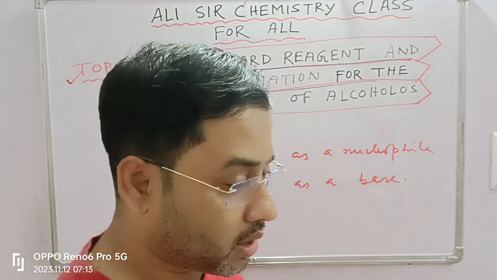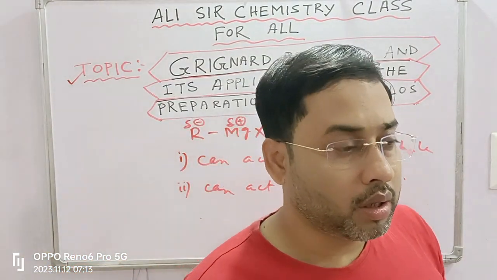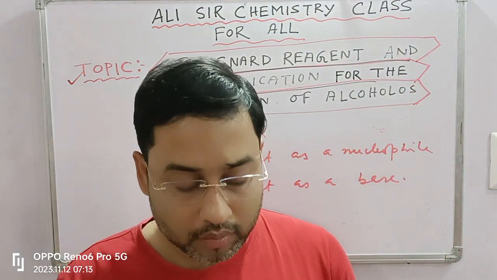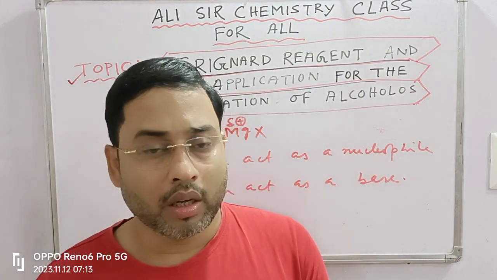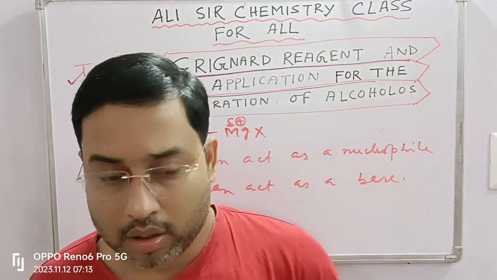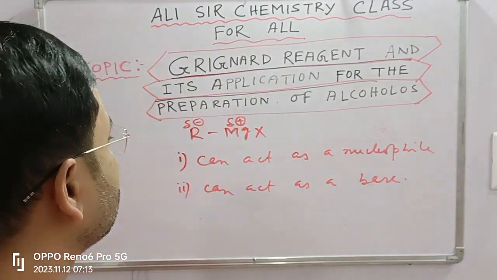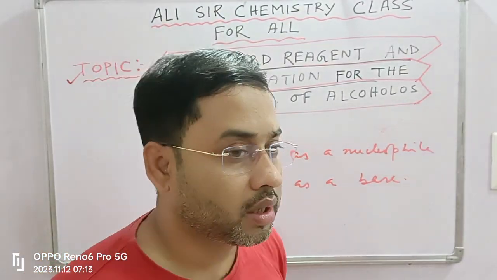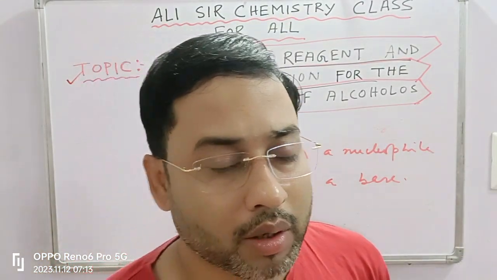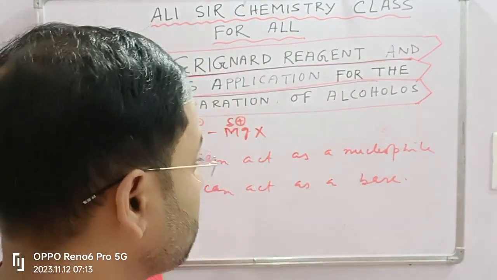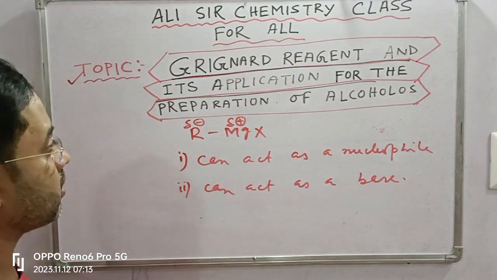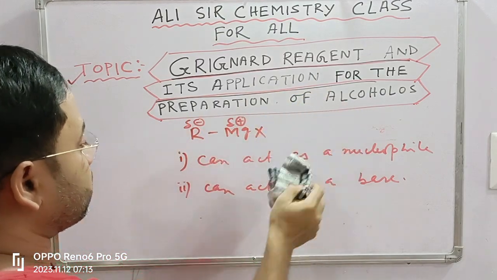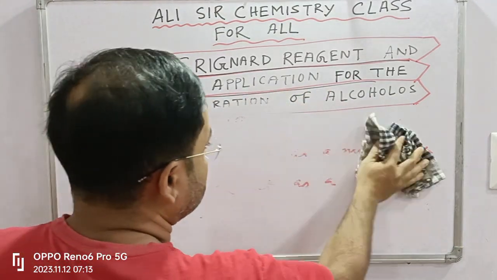So the use of this Grignard reagent is also very sensitive for the preparations of different kinds of compounds, because either it can act as a nucleophile or it can act as a base. So now I'm going to move to the preparations or applications of this Grignard reagent for the preparations of different kinds of alcohols. So now I'm going to the second part of today's class, the applications for the preparations of alcohols by using the Grignard reagents.